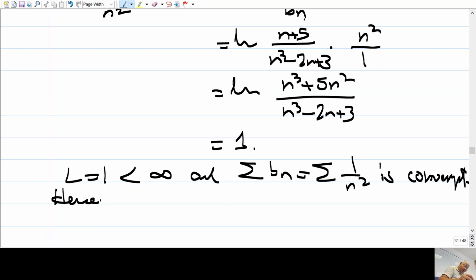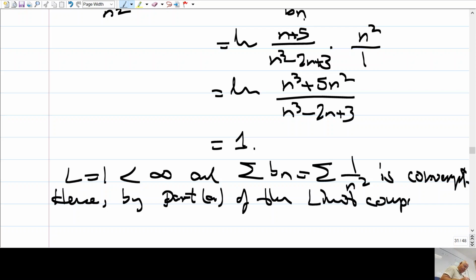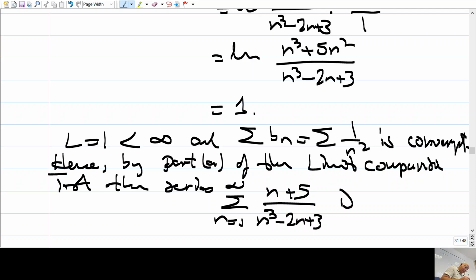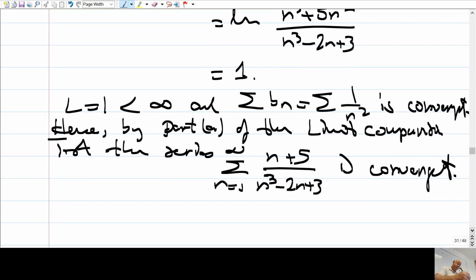Hence, by part A of the limit comparison test, the series of n plus 5 divided by n cubed minus 2n plus 3 is convergent. Okay. All right, let's have a break.